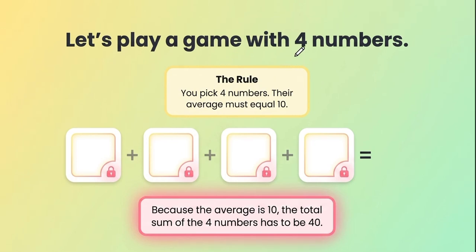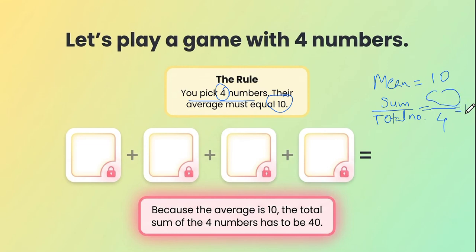So let's take four numbers. Okay, and you have to just pick any four numbers randomly such that their average must be equal to 10. Okay, so what is the formula for average? Average means mean. Okay, so mean should be 10. So the formula to find out mean is nothing but, in the denominator, the total numbers, and in the numerator, the total sum of those numbers. Okay, so here we have taken four numbers, so the denominator is 4. Now what should the sum in the numerator be such that the answer is 10? So the sum should be 40, correct?